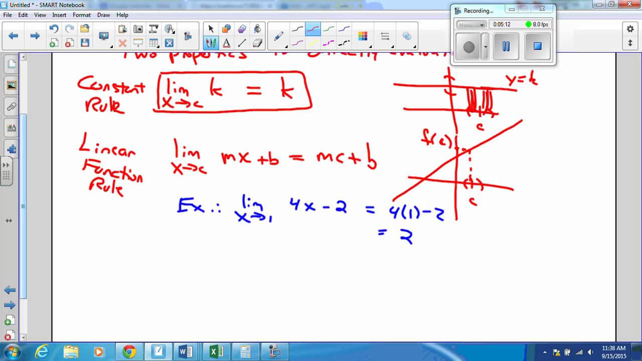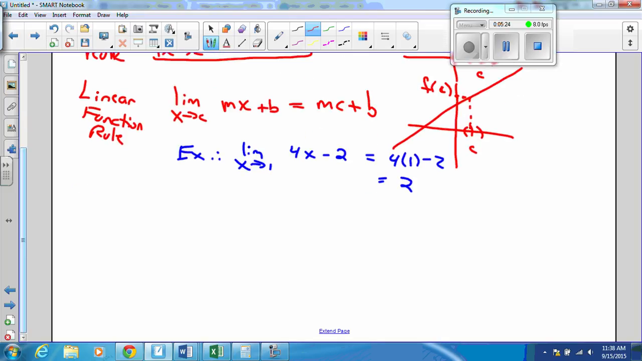Now, you have to check for a linear function before you can use the linear function rule. If you foolishly just say, hey, it worked for a linear function, so it's going to work for every function, you're going to have a bad time. So you have to check for a linear function first.